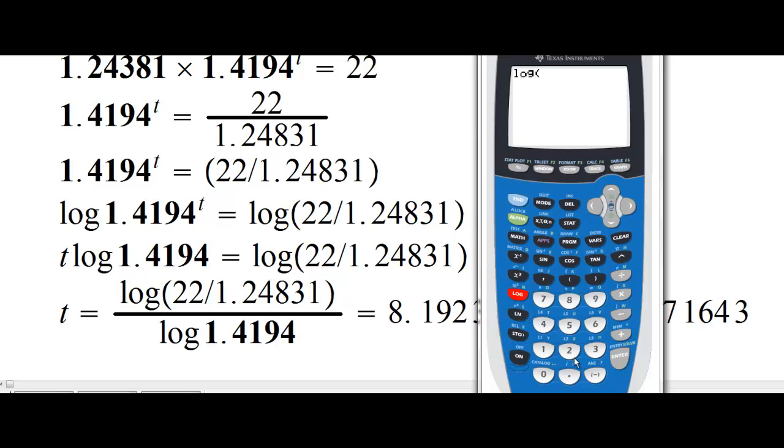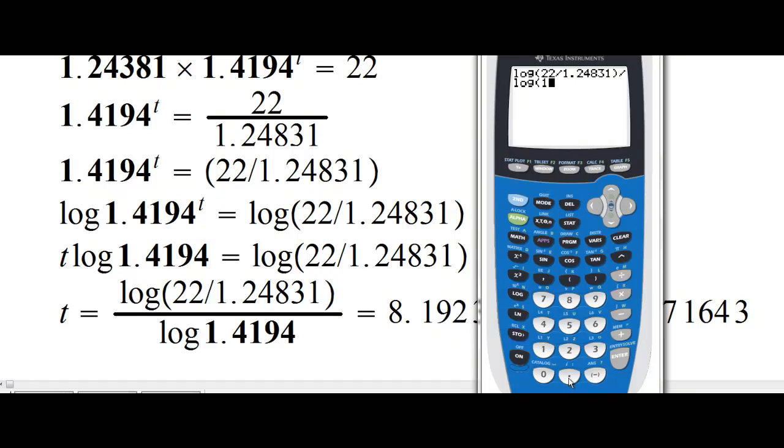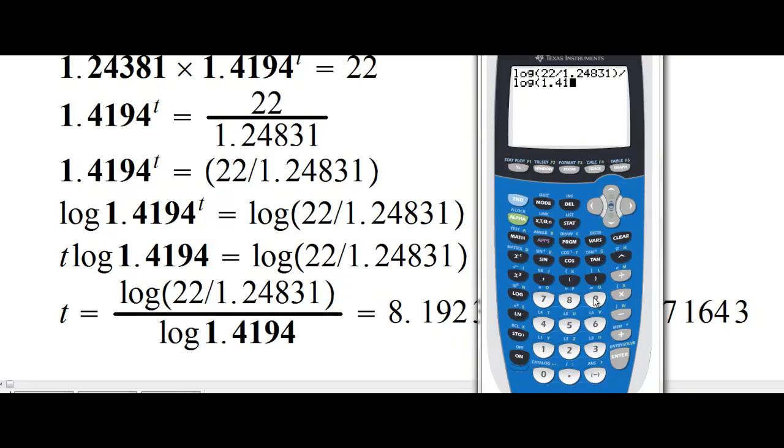That is what we have here: the log of 22 divided by 1.24831, and this whole thing divided by the log of 1.4194, and that's about the same value that we got here. So do it any way you would like, unless you are being asked to follow a particular way.